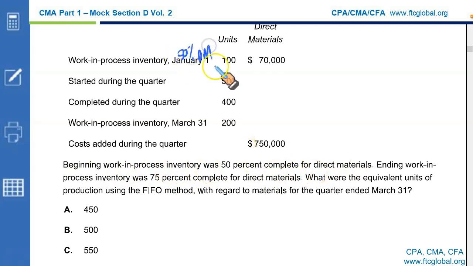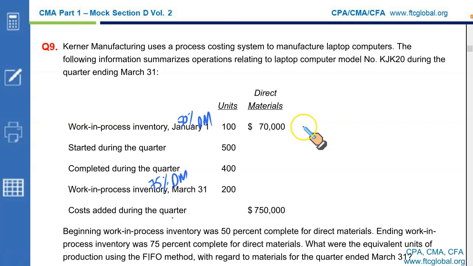Ending work in process inventory was 75% complete for direct material. All right. What were the EUPs using the FIFO method with regard to material for the quarter ended March 31st? Do what you do: beginning work in process, started and completed, and ending work in process. How many units were there? 100, right? And since it was 50% complete with regard to material, we would have added 50% additional, so that would mean just 50.